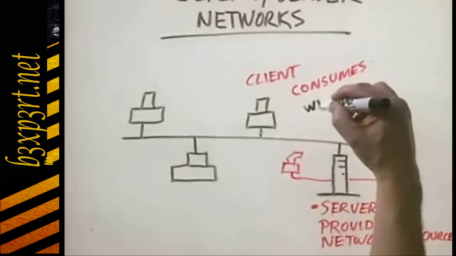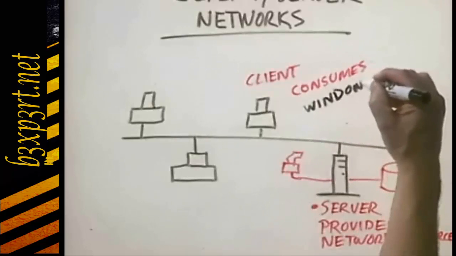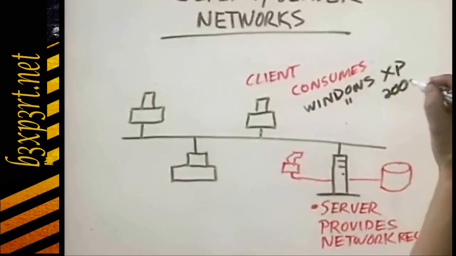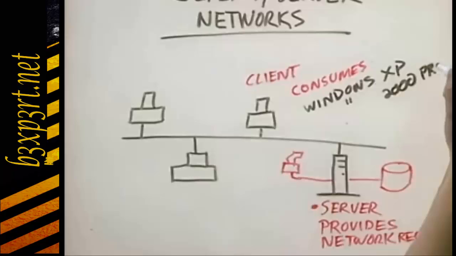Examples would be Windows XP, maybe Windows 2000 Professional. Those are client workstation operating systems. The server, on the other hand, has special optimized operating systems. And these operating systems aren't designed for client-type tasks such as word processing and spreadsheets. Although some of them will do it, that's not their main job.